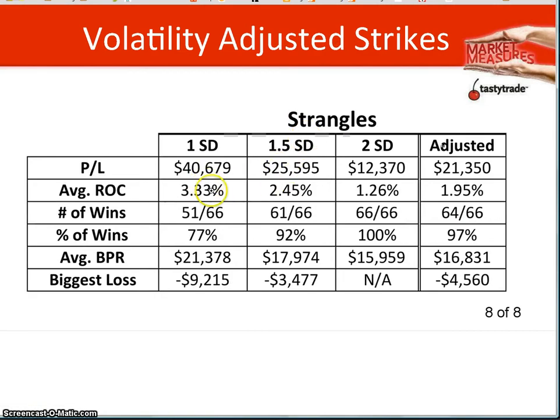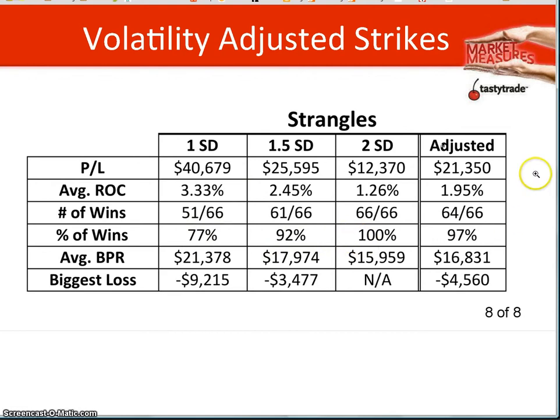So as you can see, if you always did a 1 standard deviation triangle, and you always did a 1.5, and you always did a 2 standard deviation triangle, here were your results. Percentage of wins, I guess, 77, 92, 100.